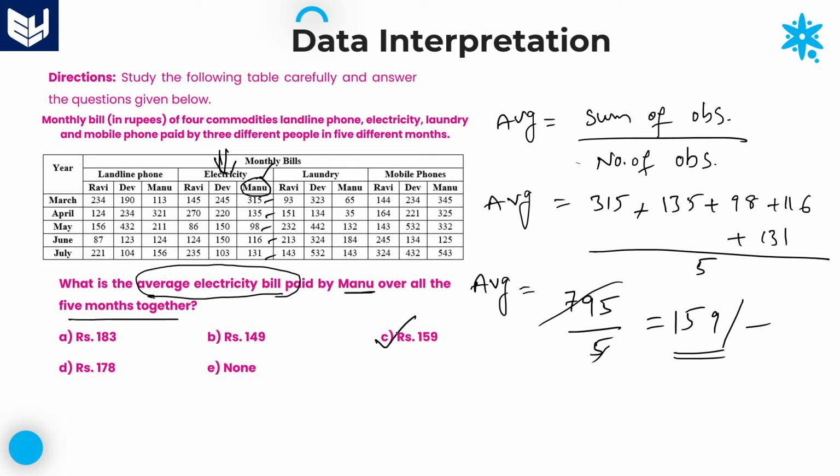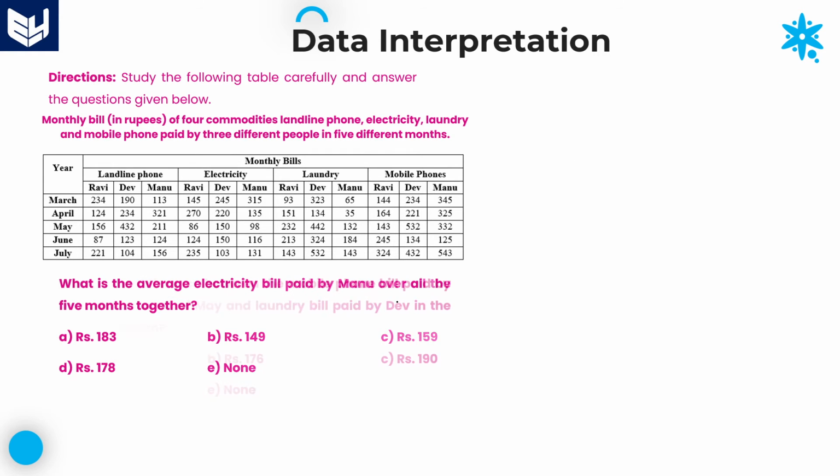159 rupees, that is option C. Therefore, the average electricity bill paid by Manu over all 5 months together is 159 rupees. Option C is the right answer. Let's move to the next question.